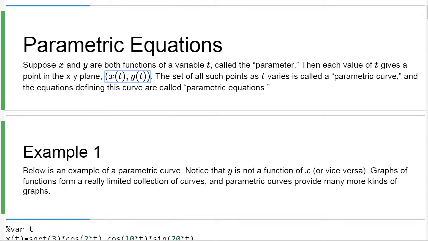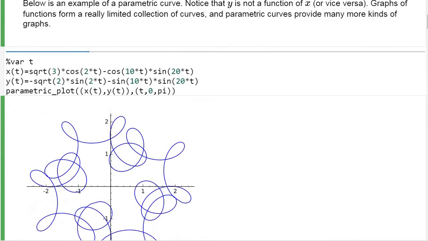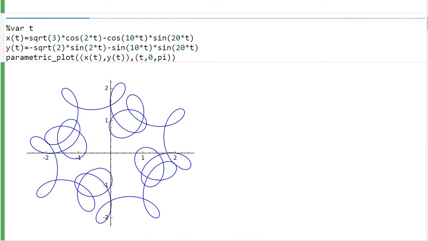And the collection of all those points as t varies is called a parametric curve. The equations x of t, y of t that define that curve are called parametric equations. Here's an example, and you can tell that y is not a function of x in this case. This is not the type of curve that we would see in pre-calculus or in most of the stuff we do in calculus. So we get a few more interesting pictures here.